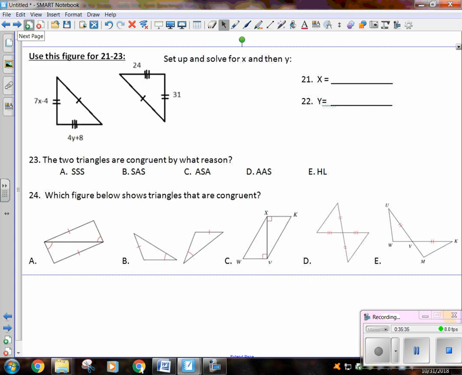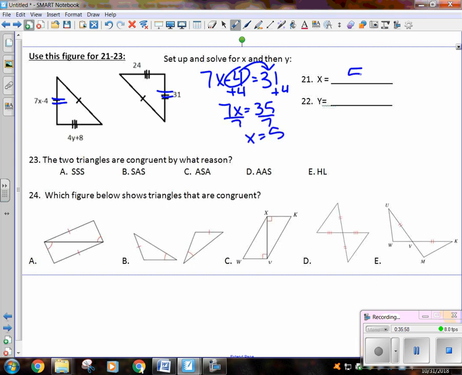Okay, set up and solve for x. How can I use my picture to solve for x? Keep in mind these marks. That's 2 marks, so it should match this one that has 2 marks. So the 7x minus 4 side should match up to 31. So I want to solve for x. I'm going to bring the 4 over here, so I'm going to add 4. 7x is equal to 35. So x would be equal to 5.